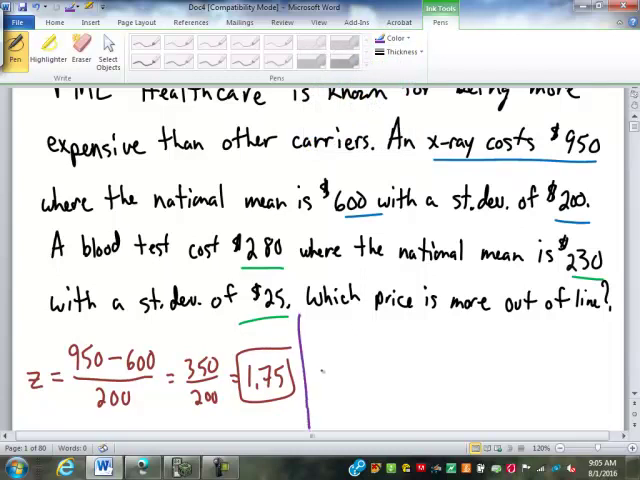For the blood test, our z-score is going to be found by doing what? 280 minus 230, which of course would be 50, divided by 25, which is the standard deviation, which gives us 2.00.